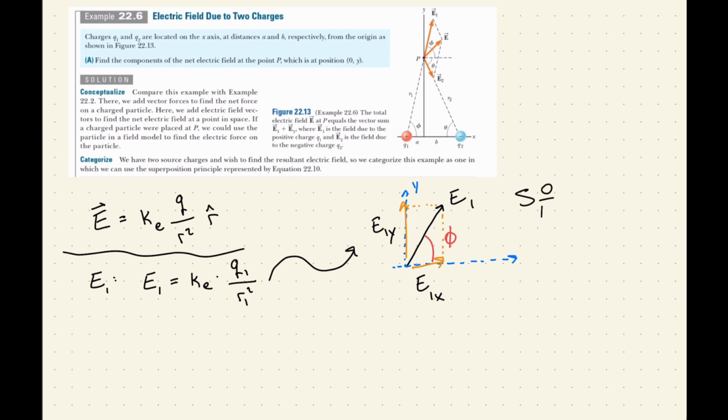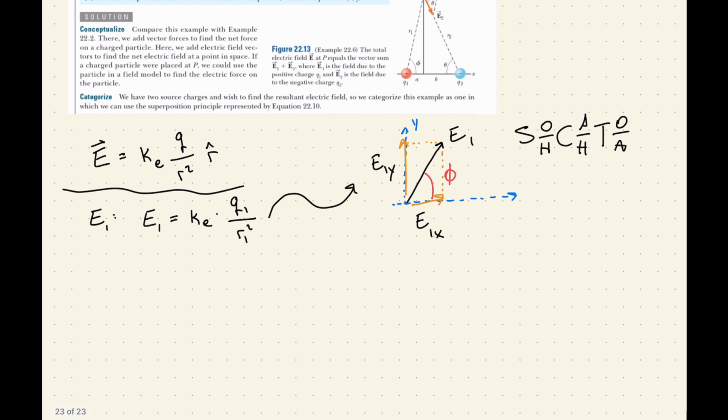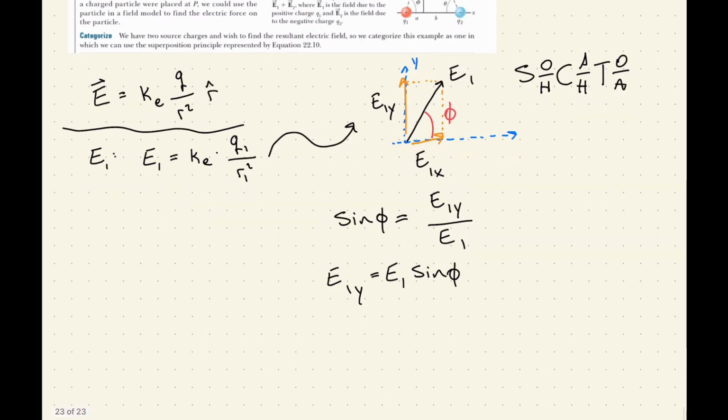So let's remember SOHCAHTOA. In this case, if we use sine, remember phi this time, we don't have theta. Sine is opposite over hypotenuse. Opposite in this case is this thing here, which is the same thing as this thing, which is E1y. Opposite is E1y over E1. Cool. Now we can multiply E1 on both sides and we get an equation: E1y is equal to E1 sine phi.